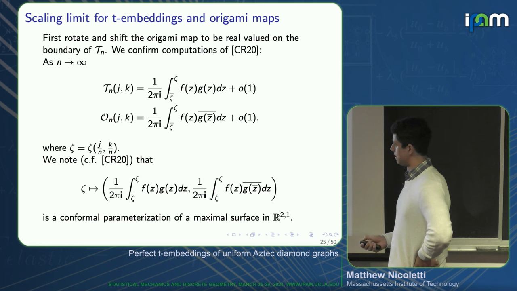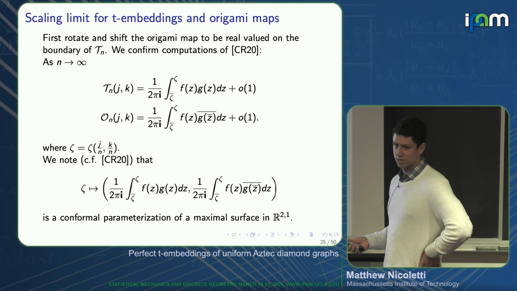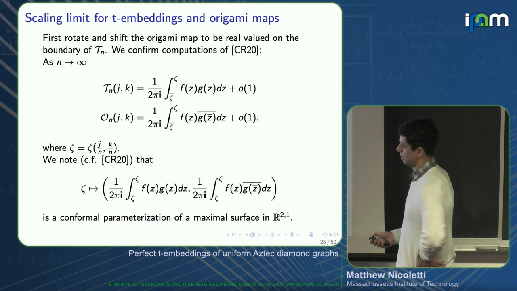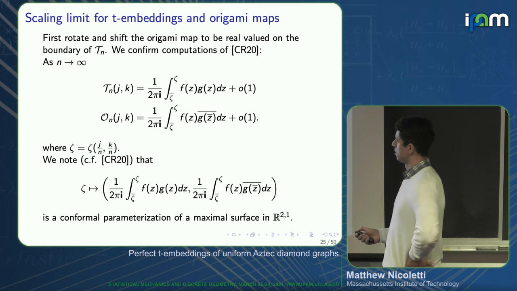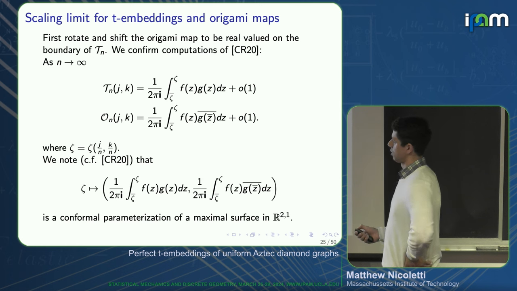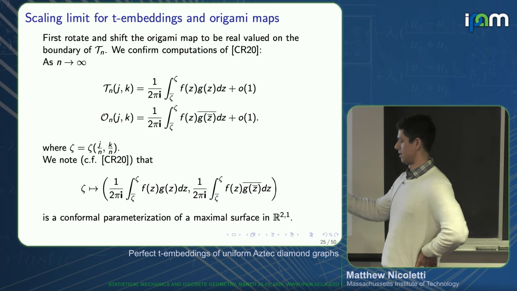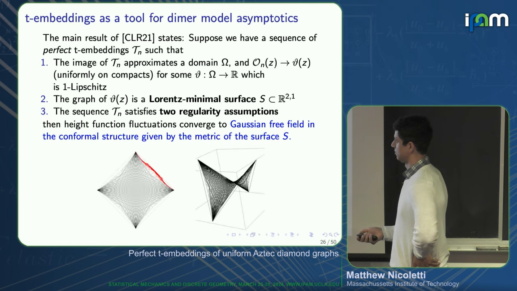So this is essentially the same as the Weierstrass parametrization of a maximal surface. So it's easy to see from this that you indeed get a maximal surface. And they also argue this in their work. And this parameter zeta here is exactly the uniformizing map to the, I guess that's the content of the next slide.